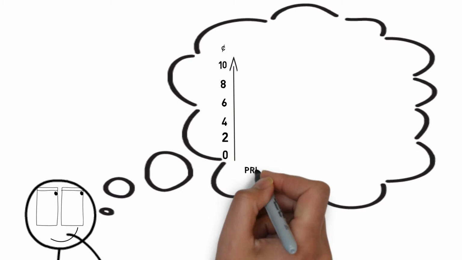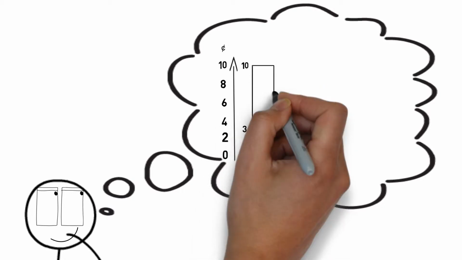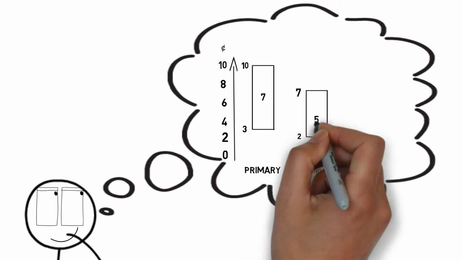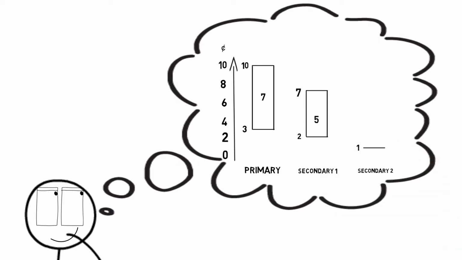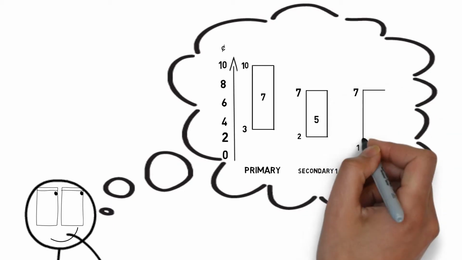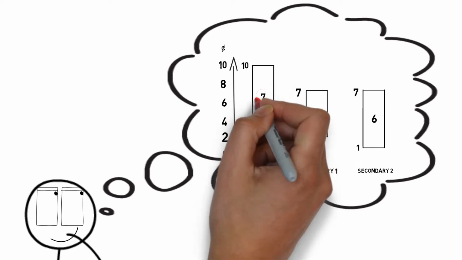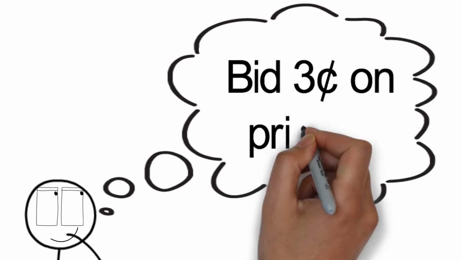The current price on the primary item is 2 cents, so he would have to bid 3 cents. His value is 10 cents. If his bid won, he could make a profit of 7 cents. The current price on the secondary 1 item is 1 cent, so Charlie could make a bid of 2 cents. His value is 7 cents, so the profit he would make if that bid was successful is 5 cents. There's currently no bid on the secondary 2 item, so Charlie could make a bid of 1 cent, and with his value of 7 cents, he could make a profit of 6 cents if that bid was successful. Looking at his options, Charlie decides to go for a profit of 7 cents by bidding 3 cents on the primary item next.